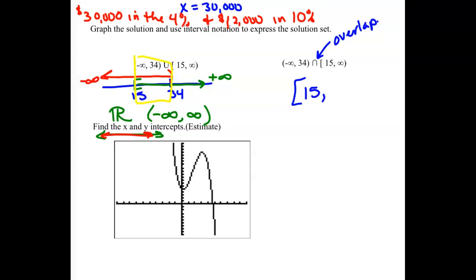And we go up to 34, but for the red part, we did not include 34. It was a rounded bracket. So we have to say we're getting really close to 34, but not including it. All right, so our overlapping section is everything from 15 almost to 34. I'll color that in here. We want all of that.